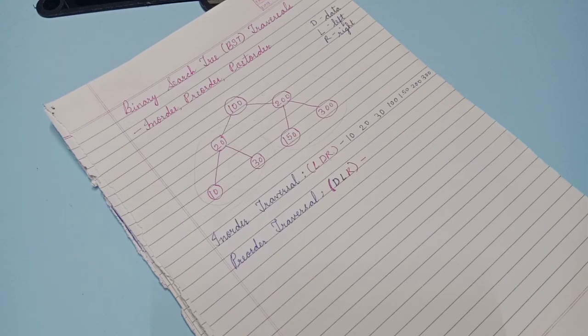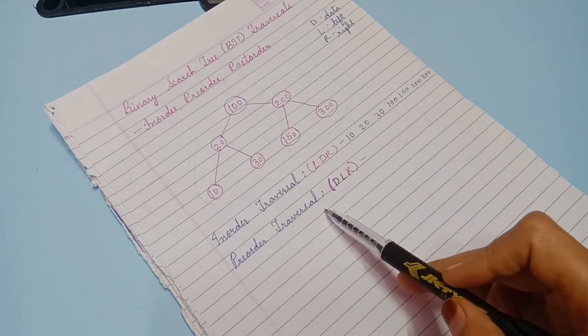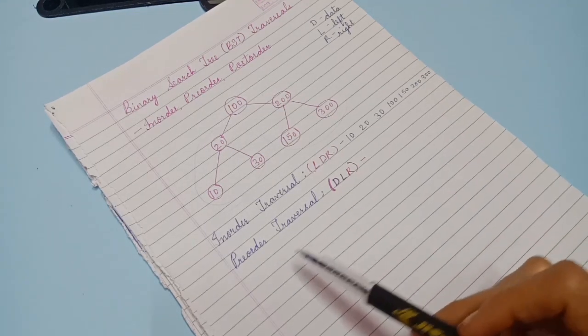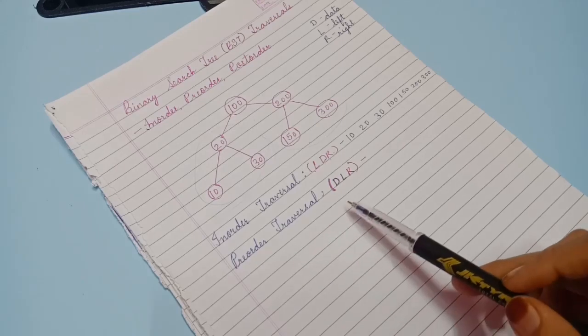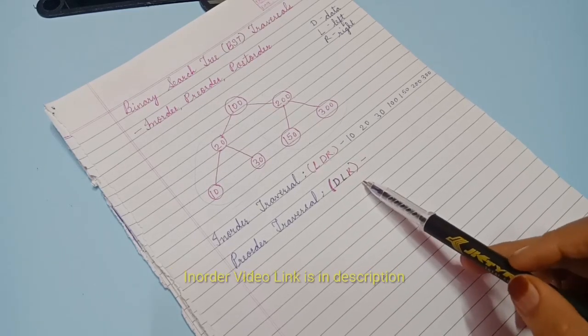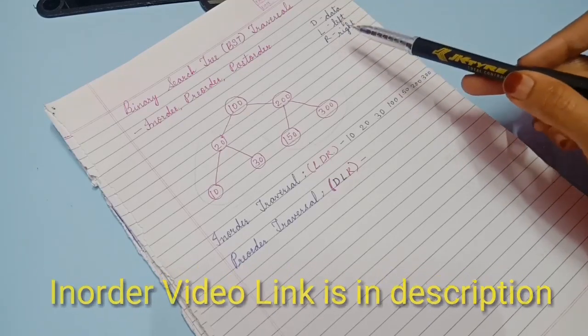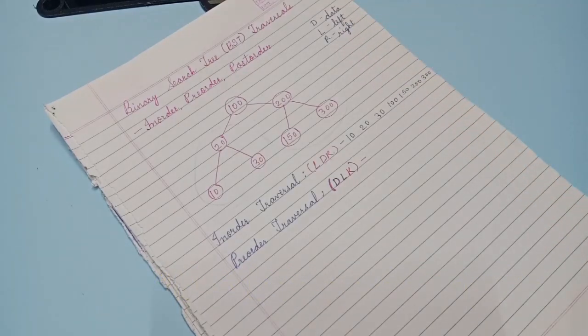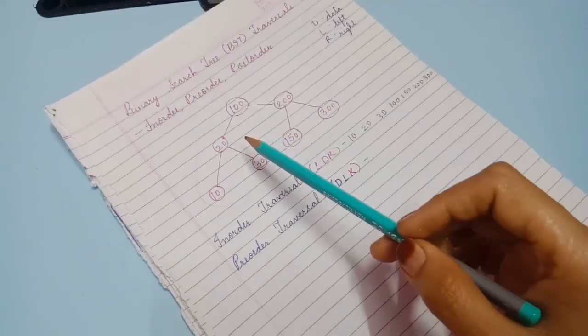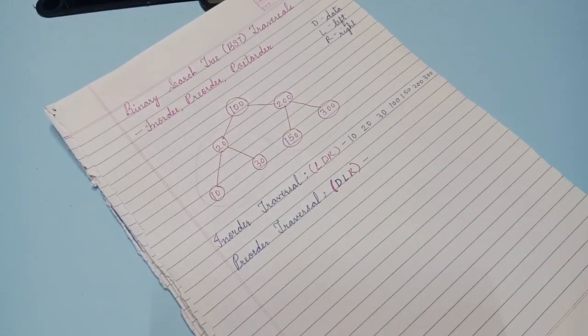In this video, let's talk about pre-order traversal. For pre-order traversal, we'll use DLR. D stands for data, L for left, R for right. Let's start and find pre-order for the given tree.